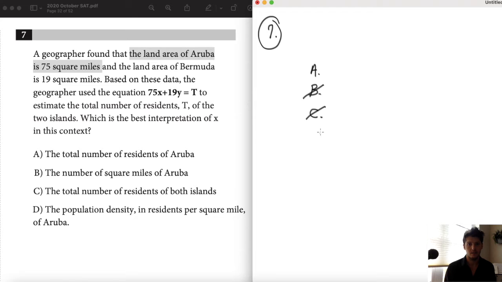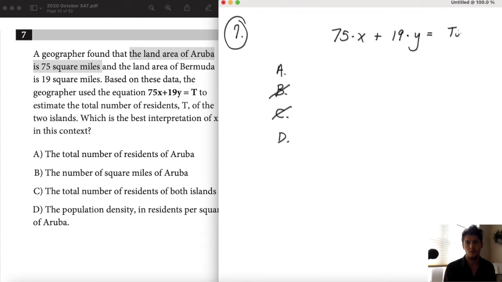And let's look at D. So now we have these two answer choices that are at least related, something about Aruba. Well, look. It tells us that if we were to multiply 75 miles times X, and then add to that 19 miles times Y, it would give us the population, the total number of residents. Okay, so sometimes it makes sense to do a little analysis of your units. 75 is miles squared times X plus 19, which is miles squared, times Y, has to equal people.